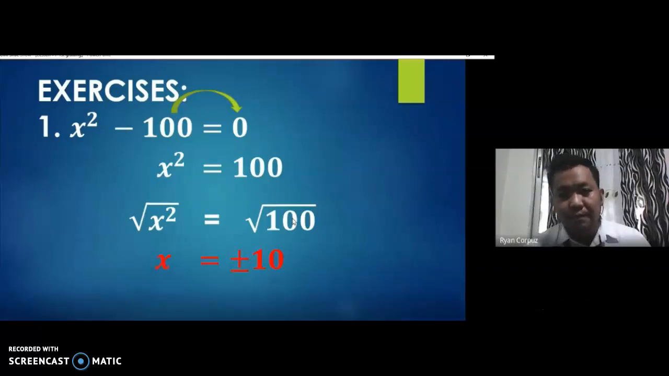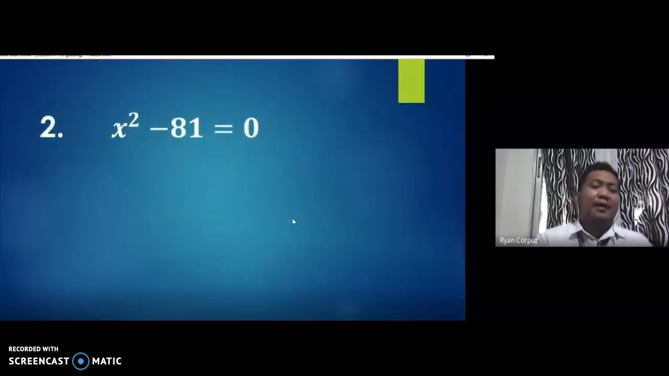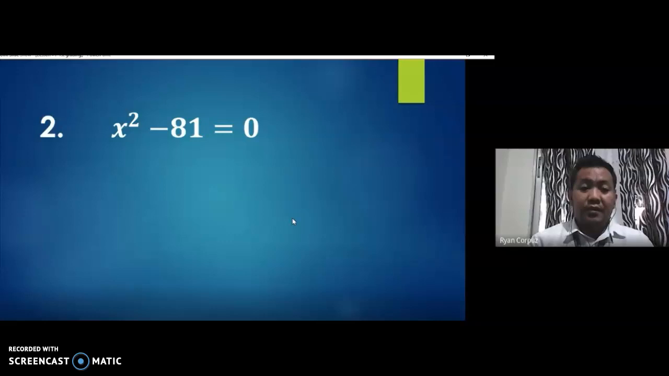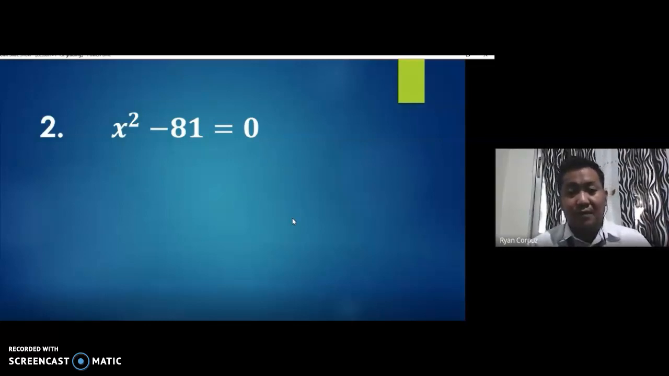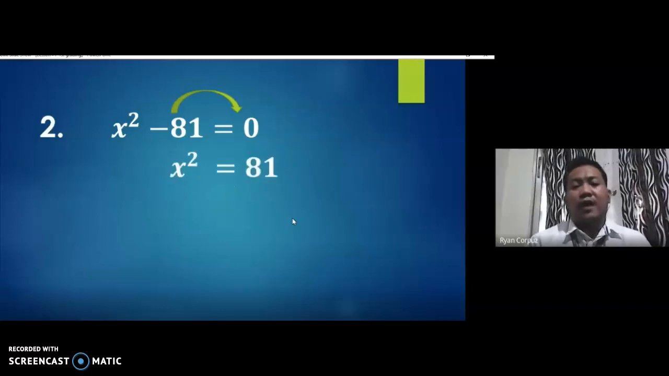That understood? So for you to understand it more clearly, let's try another example. Let's have this example: x squared minus 81 is equal to 0. The equation is written in general form wherein the linear term is not present. According to the steps that we have to follow, the first thing we are going to do is move the constant term to the right side of the equation. So if we move that, we come up with x squared is equal to 81.